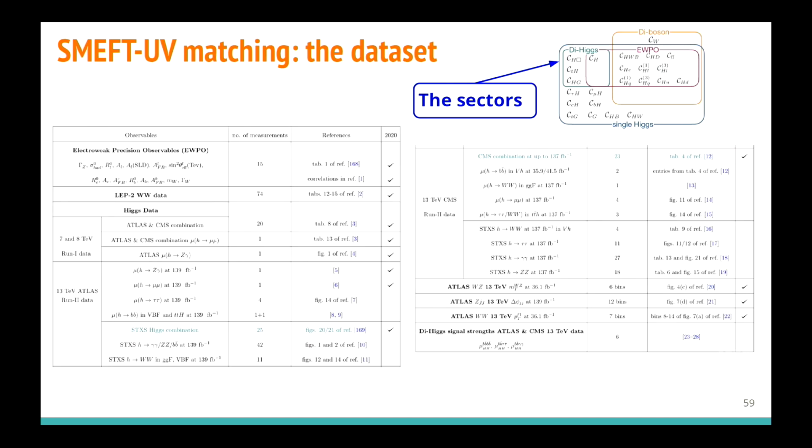These are all the 108 data points that were taken from experiments, which included electroweak precision observables from LEP as well as WW data from LEP, and then Higgs data in various channels from the Large Hadron Collider, from the ATLAS experiment and the CMS experiment. Then we have some other kind of data, like some diboson production, some Z plus jets production, diboson production again, and some di-Higgs production as well. All of these data will be there to constrain the set of 23 operators.